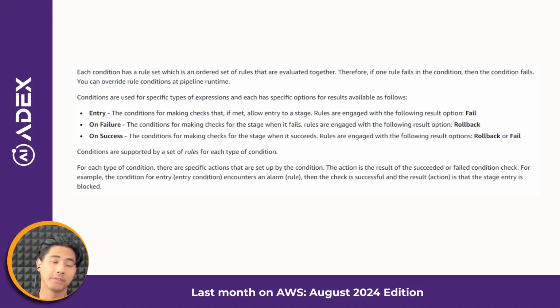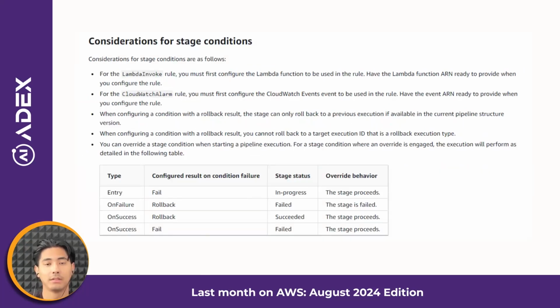Conditions can be configured via the console, API, CloudFormation, or even SDK. So customers can create multiple rules, for example, checking the status of an Amazon CloudWatch alarm, ensuring that the deployment is happening in a designated time window, or even performing custom checks using an AWS Lambda function. And if any rules within the condition fail, it will trigger actions like rolling back changes or even stopping the pipeline. Additionally, if a condition blocks the pipeline, customers have the option to override it, allowing the pipeline to proceed.